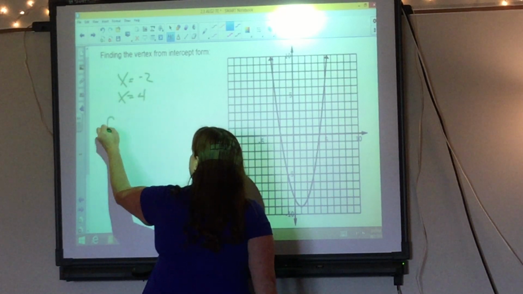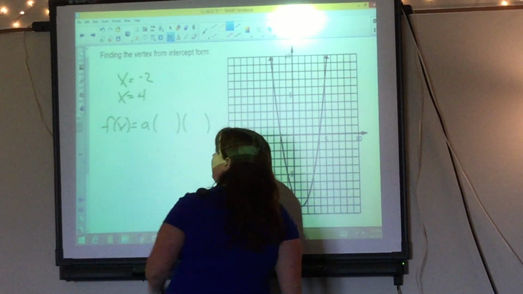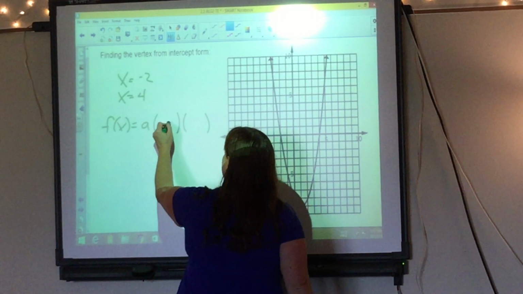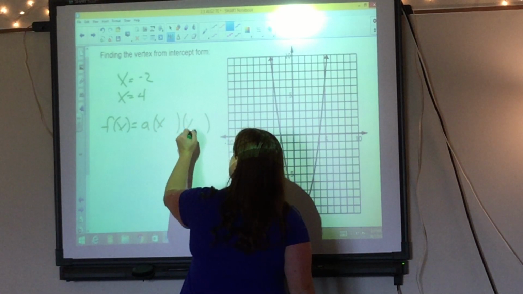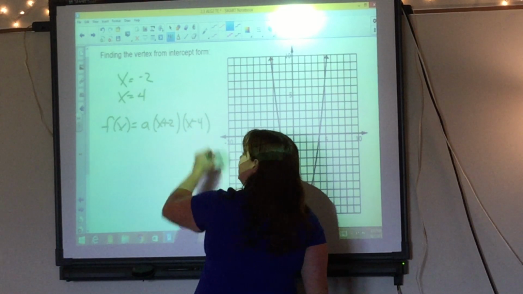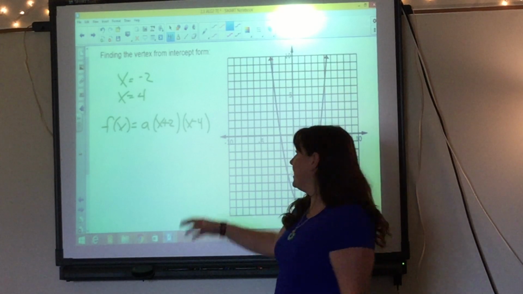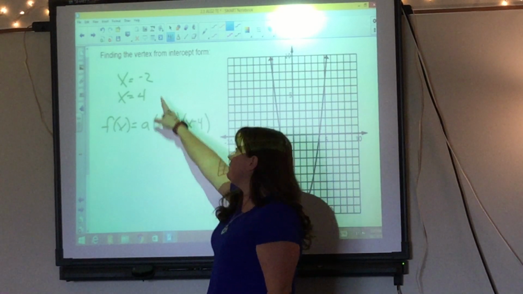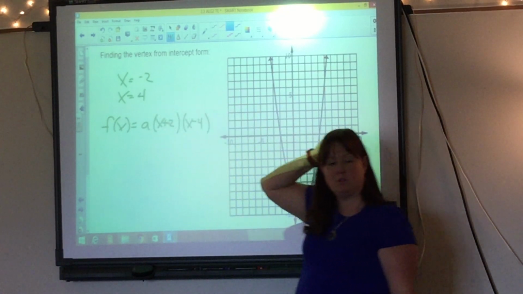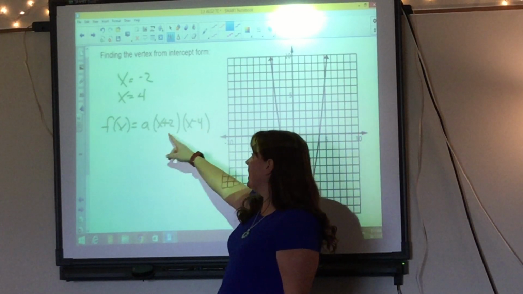So how could we write that in intercept form? F of x equals. Now we don't know the a at the moment, right? No. But we do know that it crosses at -2 and +4. X minus 2, x plus 4. Wait, this would give me that -2 though, wouldn't it? If I set this equal to 0, I would get -2. Wait, is the 4 negative? Yes. So x minus 4, x plus 2.